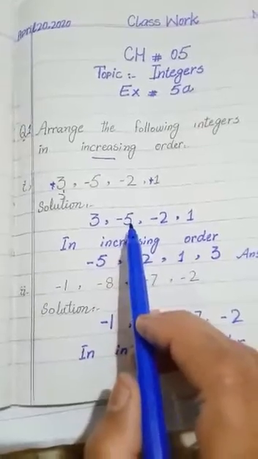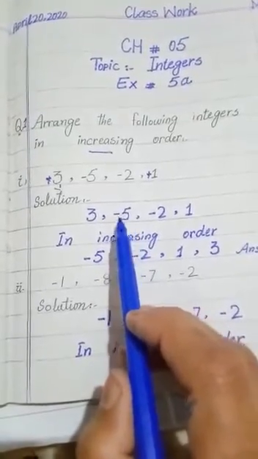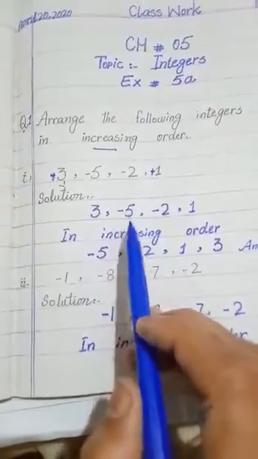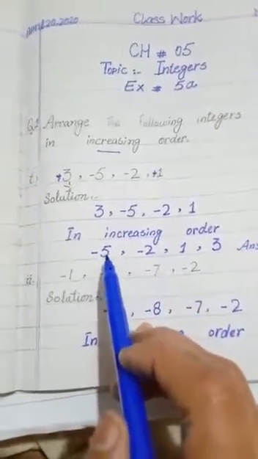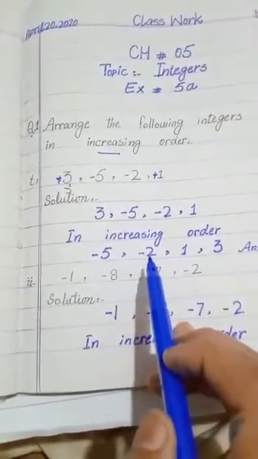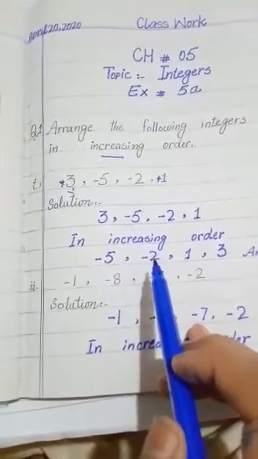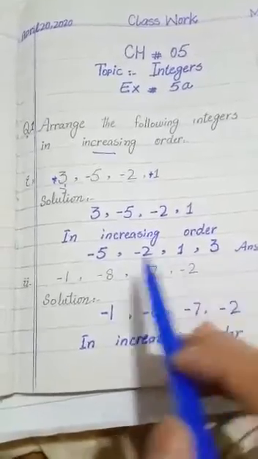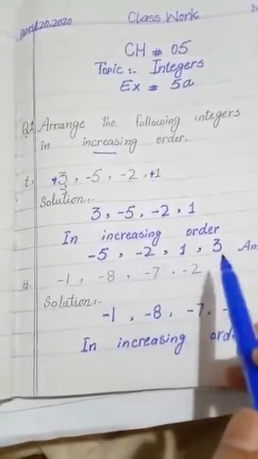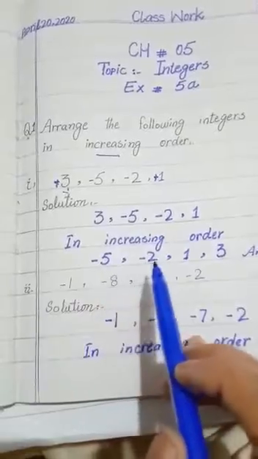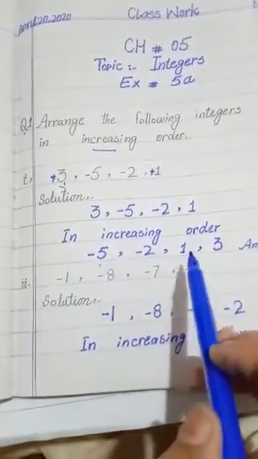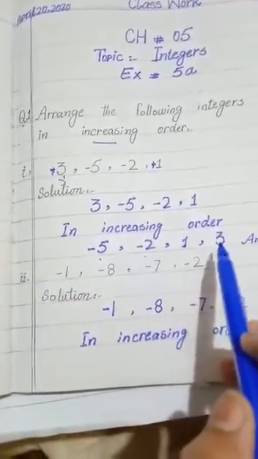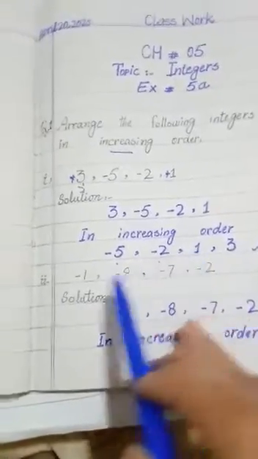The greatest number is 5, but it has a negative sign, so it is the smallest value here. -5 is smaller than -2, -2 is smaller than 1, and 1 is smaller than 3. This is the increasing order. Same case with the remaining parts of question number 1.